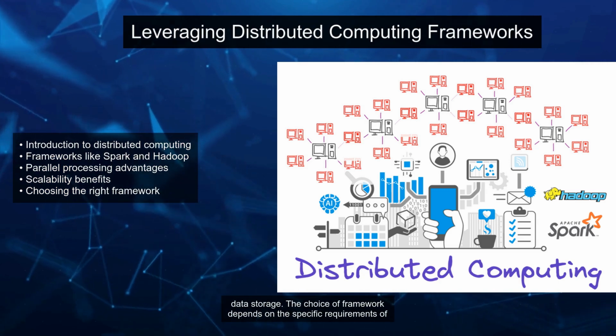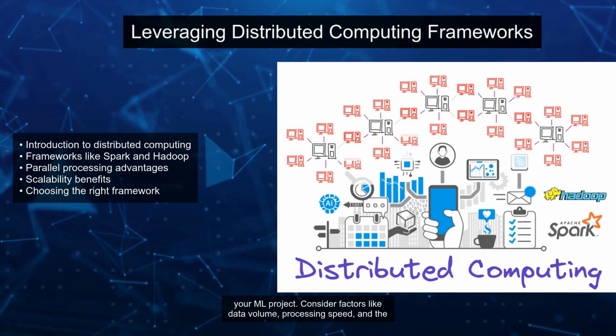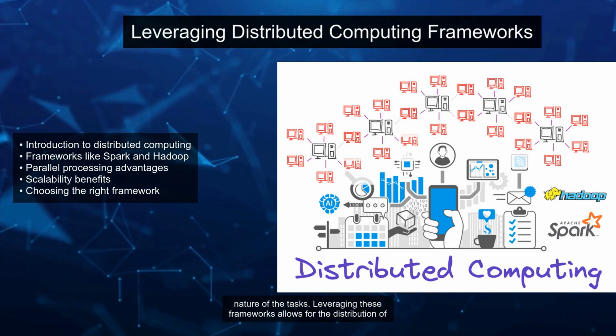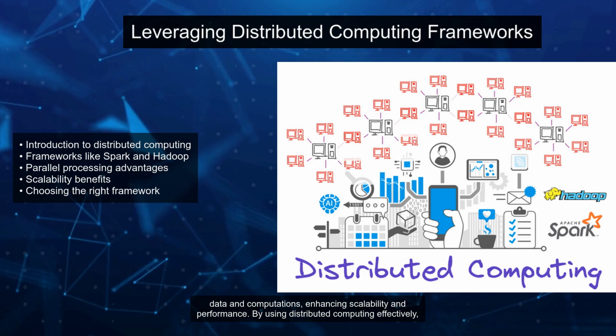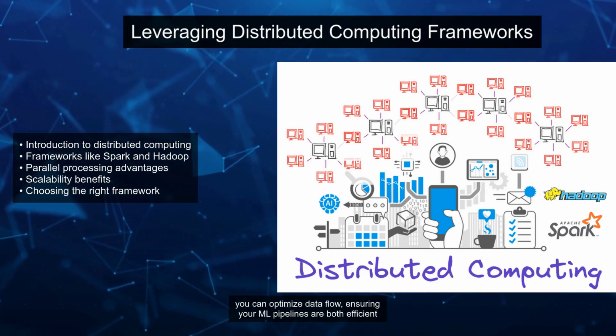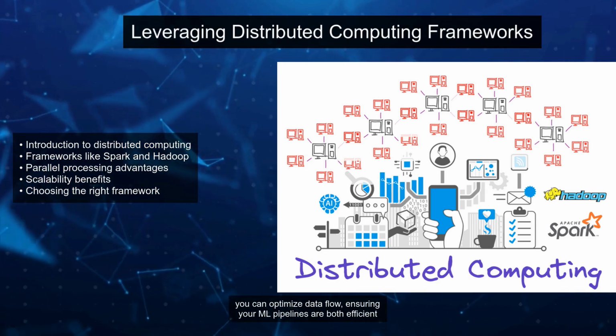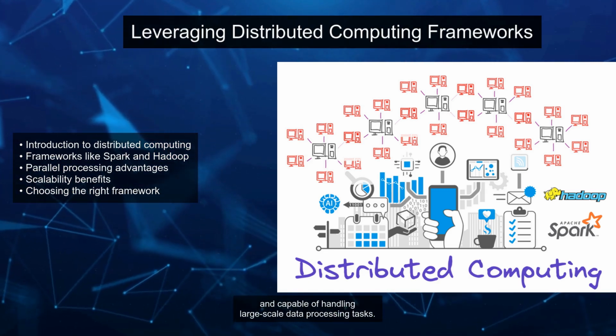The choice of framework depends on the specific requirements of your ML project. Consider factors like data volume, processing speed, and the nature of the tasks. Leveraging these frameworks allows for the distribution of data and computations, enhancing scalability and performance. By using distributed computing effectively, you can optimize data flow, ensuring your ML pipelines are both efficient and capable of handling large-scale data processing tasks.